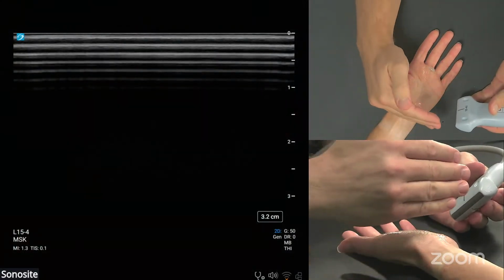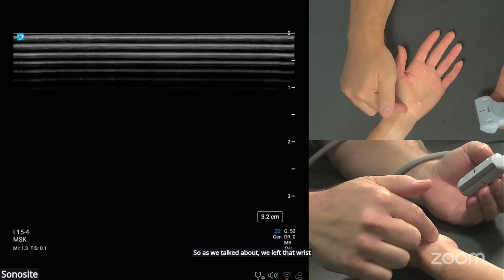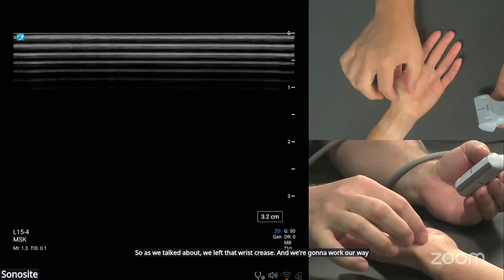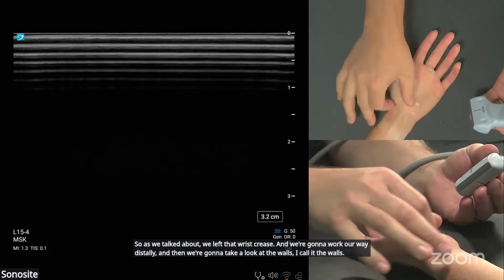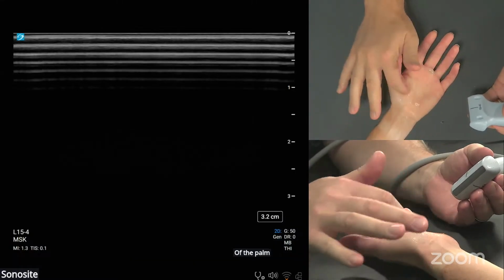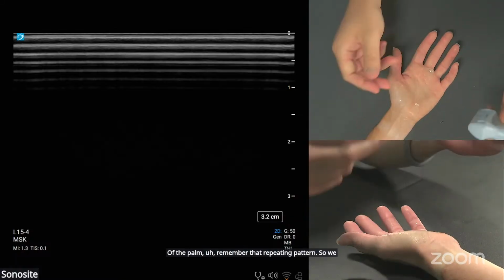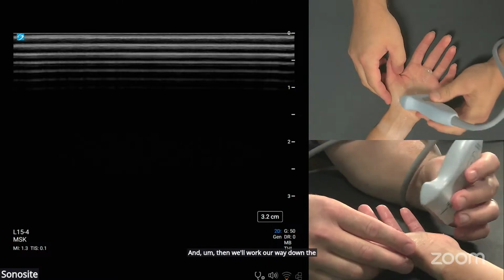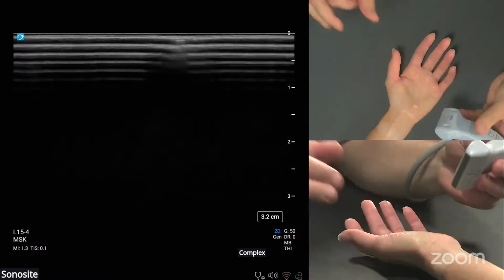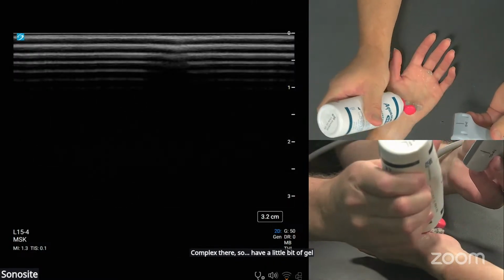So as we talked about, we left that wrist crease, and we're going to work our way distally, and then we're going to take a look at the walls, I call it the walls, of the palm. Remember that repeating pattern. So we're going to image that really quick, and then we'll work our way down the middle with the adductor complex there. So add a little bit of gel. We should have done that before we got started.